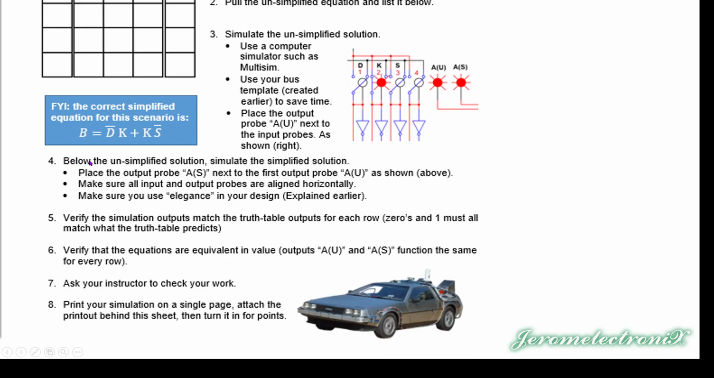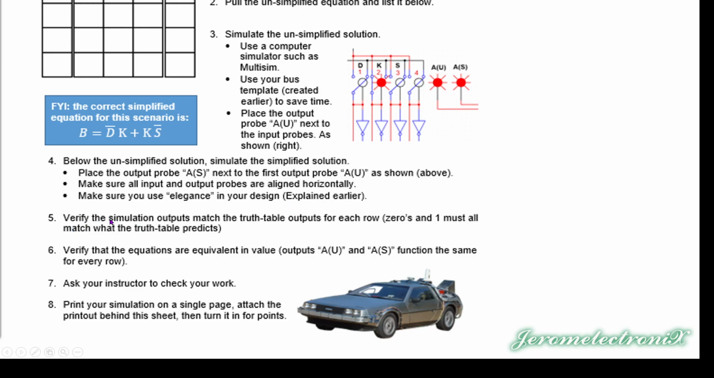You're going to also, below the unsimplified, simulate the simplified solution, which is this one that I've already given you. Make sure all the input and output probes are aligned horizontally. That's what this means, because this represents the truth table. These are the inputs and these are the outputs. Okay. Make sure you use elegance in your design. We've explained that earlier. Make sure you're not making a tangle of spaghetti.